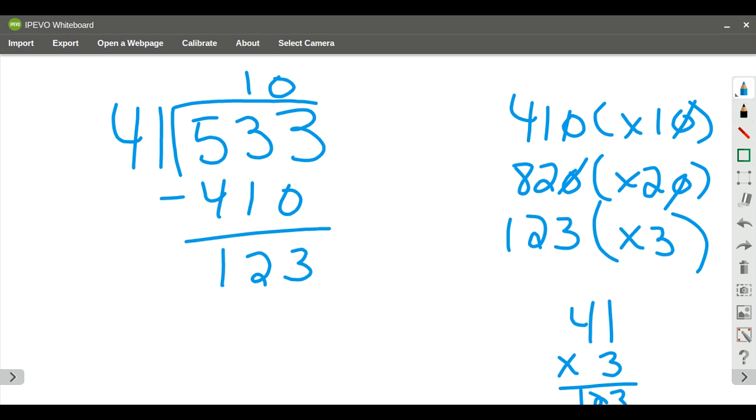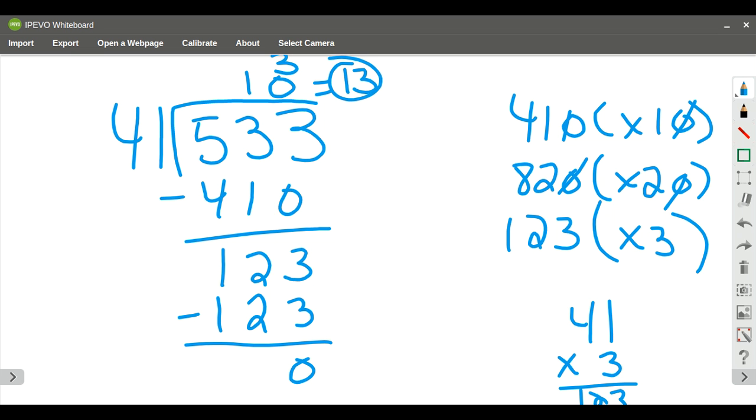So I'm going to write my partial quotient up above the 10, and then I'm going to do 123 underneath. I'm going to subtract, and I get 0. Okay, so I'm going to add my two partial quotients together. When I add my two partial quotients together, I get 13 as my answer.